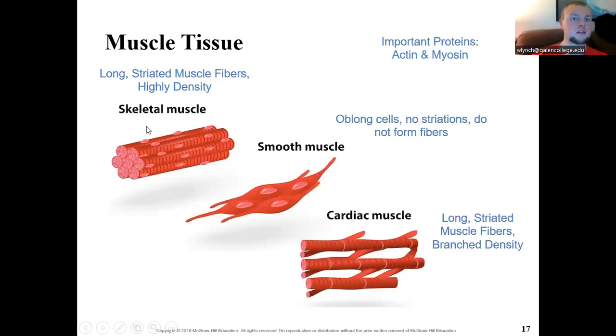So we see long, thick, densely nucleated striated fibers here for the skeletal muscle. We see small, slender, tapered-ended cells here with no striations for smooth muscle. And we see long, striated, branched, interconnected cardiac muscle cells here.